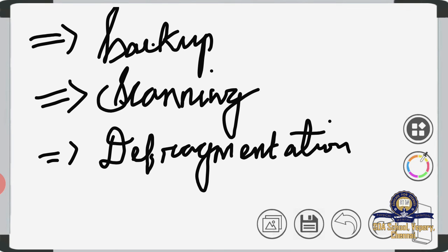Then we use scanning. It is a process to detect and remove viruses from the hard disk for efficient working of a computer system. Viruses are unwanted data that enter into a computer and disturb the normal functioning of the operating system. Then defragmentation collects all the split data and organizes it into a specific place in the hard disk. So when we want to execute a file, it takes less time to execute it.